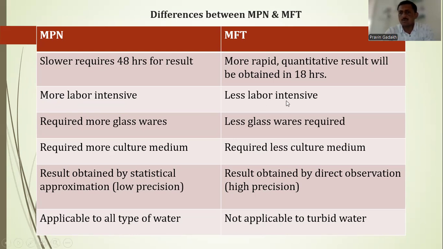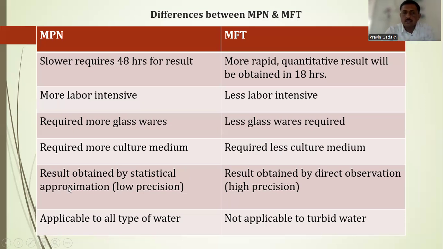For MFT, we only have to filter the water sample and place the filter on the nutrient agar medium, and after 24 hours we can observe the results. MPN requires more glassware, while MFT requires less glassware. For MPN, each step requires more culture medium, while for MFT we only need a single nutrient medium plate.